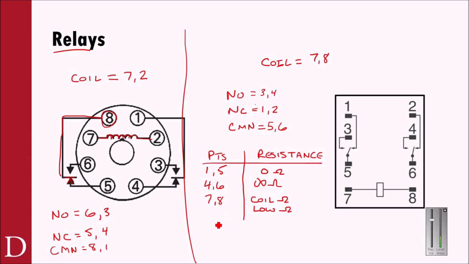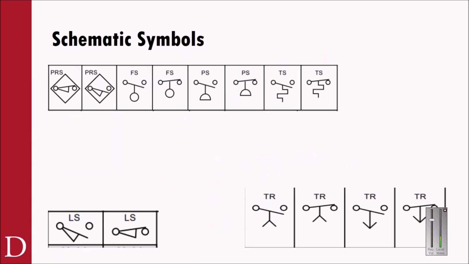Let's try one more that's a little bit different. Let's say pins 5 and 2. So pin 5 is right here, and pin 2 is over here. So 5 is a common, and 2 is a normally closed contact. But it's very important to realize that these contact pairs are isolated from each other. So because they're isolated, they never connect together. So this is going to be infinite ohms from 5 and 2. All right, so I think that's pretty good on the relays.